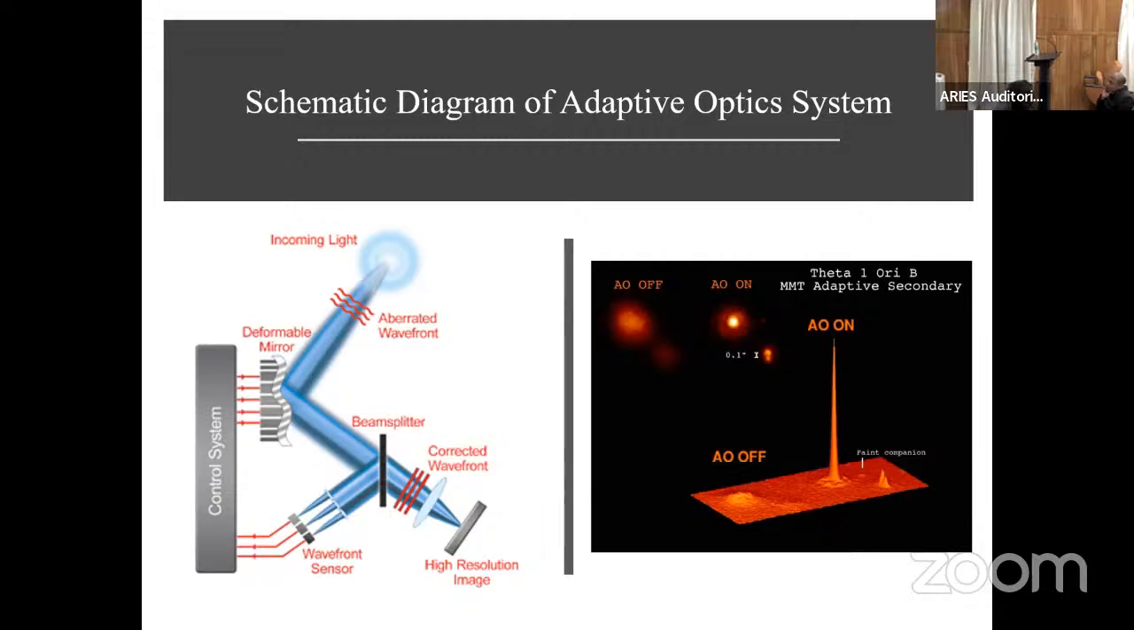People have done this experiment, and in the late 90s they made it a success. With AO off, you got this kind of blob. With AO on, you see there's a faint star here, and a tight component binary system.